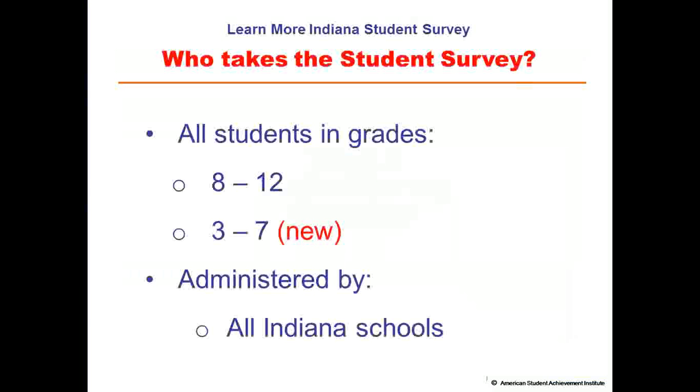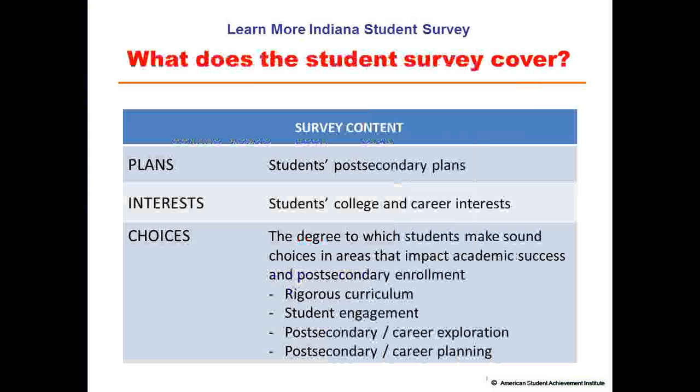So the student survey, switching gears here, now we're talking about the student survey. The survey this year is available for all students in grades 8 through 12, and new this year there's also an elementary version of the survey. So this year students in grades 3 through 7 can also take the survey. We're very, very excited about that and very pleased that Learn More has added those questions to the survey. That means that the survey should now be administered by all Indiana schools, not only middle schools and high schools, but also elementary schools this year.